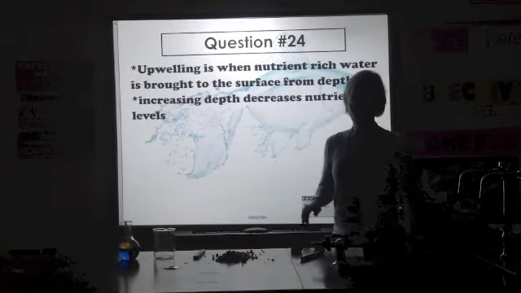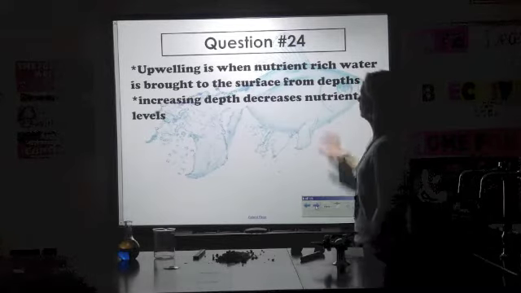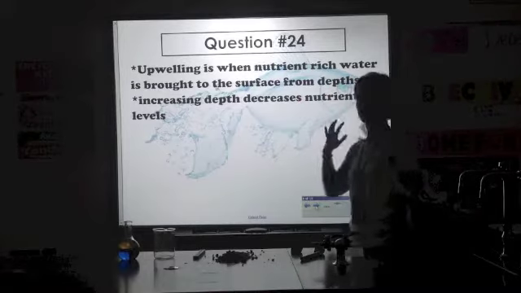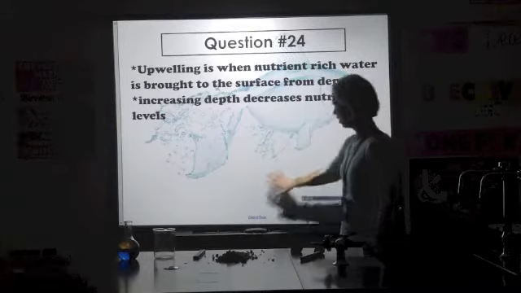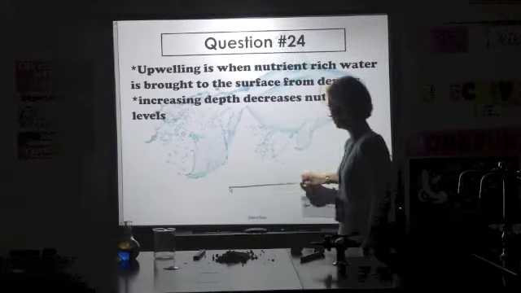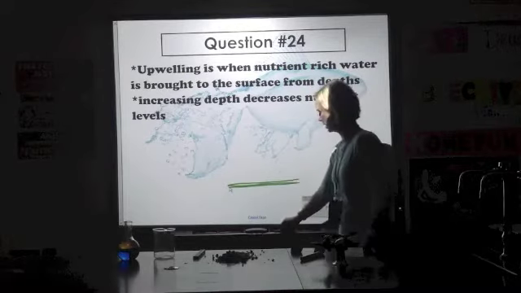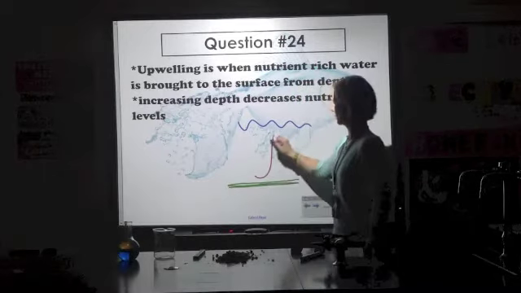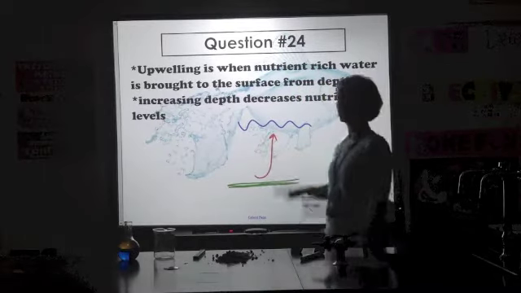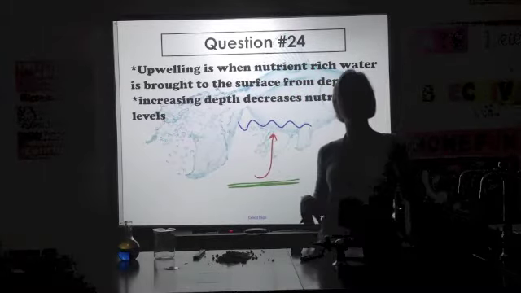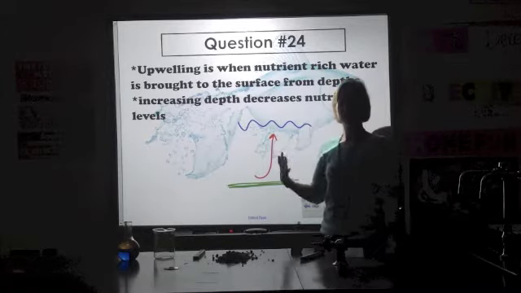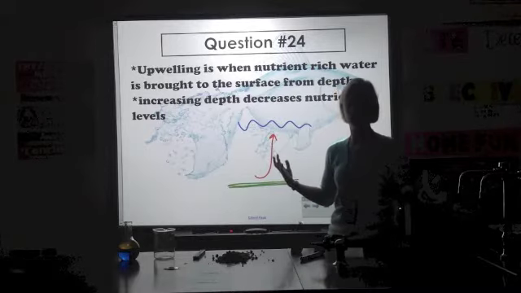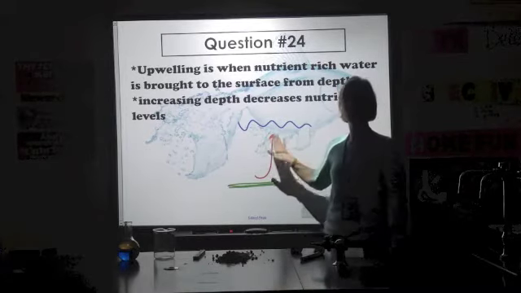All right, now number 24. What is upwelling? Upwelling is bringing nutrient-rich water up. I should know this sounds really funny to say, but it is. It's bringing those nutrients all the way up from the bottom of the ocean floor to the surface. And this is why when you look at coral reefs or kelp forests, they're teeming with life. It's very colorful. There's fish everywhere. That's because of all this nutrient action.